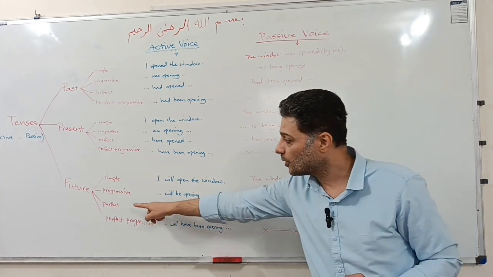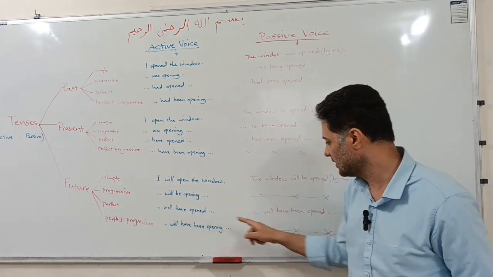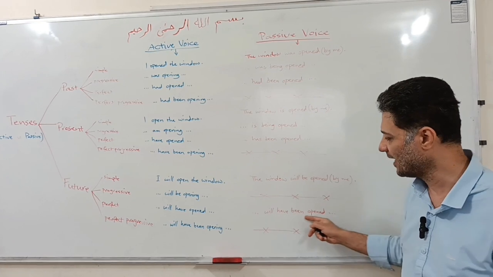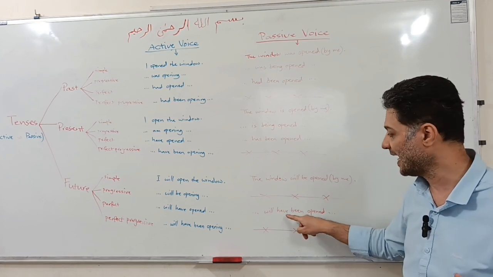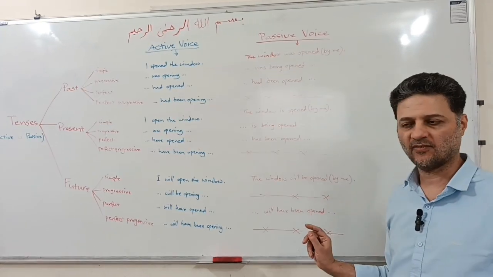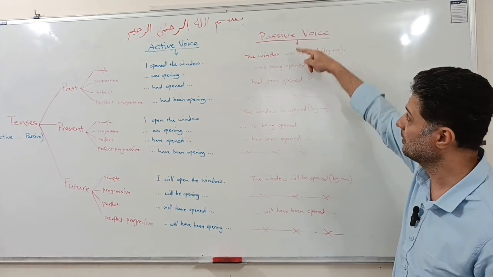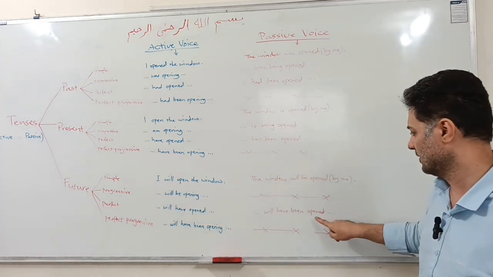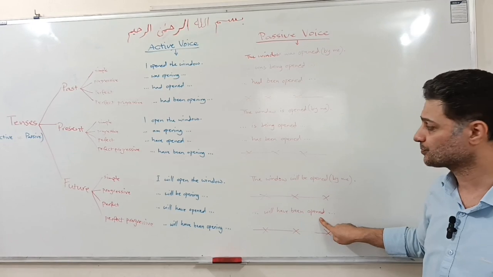Well, and for future perfect tense, we have will have been, which is the fixed part. Will have been, always. Not has, not had, nothing else. Will have been is the fixed part of the passive voice structure for the future perfect tense. And then the PP form.